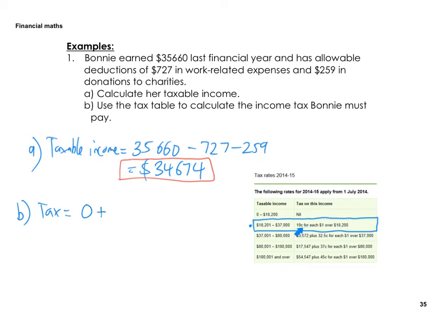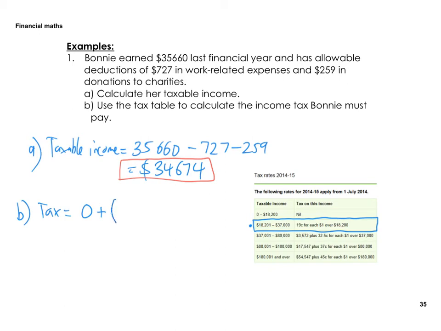Now, 19 cents for each dollar over $18,200. So we want to figure out how far over this we are. So I'm going to take my taxable income and take away $18,200.